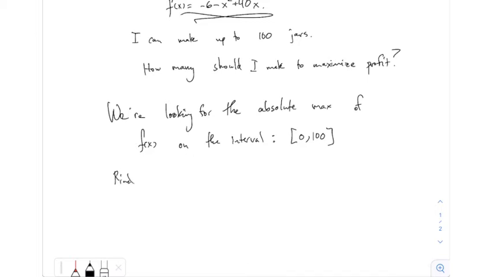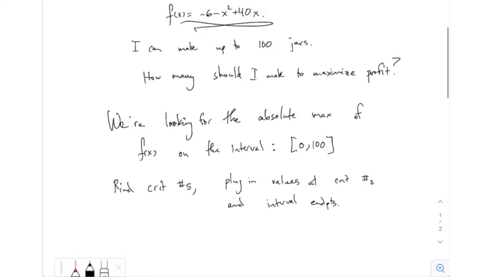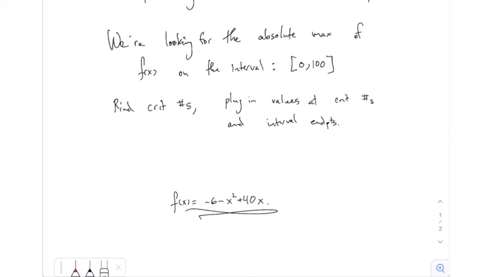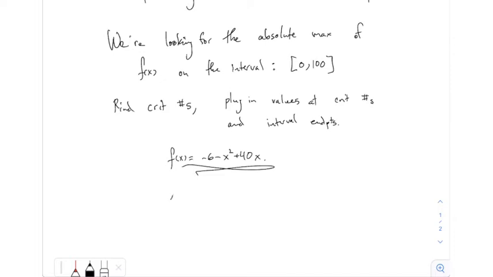Find the critical numbers, and then plug in values. I hope you remember how to do this. At the critical numbers and the interval endpoints. Let's see if we can do it. Remember, the critical numbers are points where the derivative equals 0 or the derivative does not exist. So here's my original function. I want to take the derivative to get the critical numbers. So let's do that. This is an easy derivative to do.